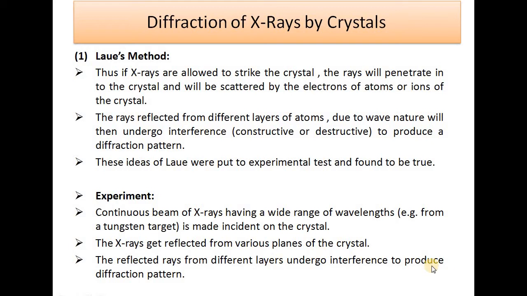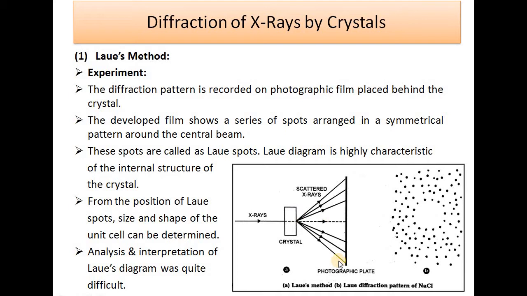As we can see here, we are getting the diffraction pattern when the X-rays are incident on the crystal. Now the diffraction pattern is recorded on a photographic film placed behind the crystal. A photographic film was placed behind this crystal and a diffraction pattern was obtained. Now, what type of diffraction pattern was obtained in Laue's method? The developed film showed a series of spots arranged in a symmetrical pattern around the central beam.